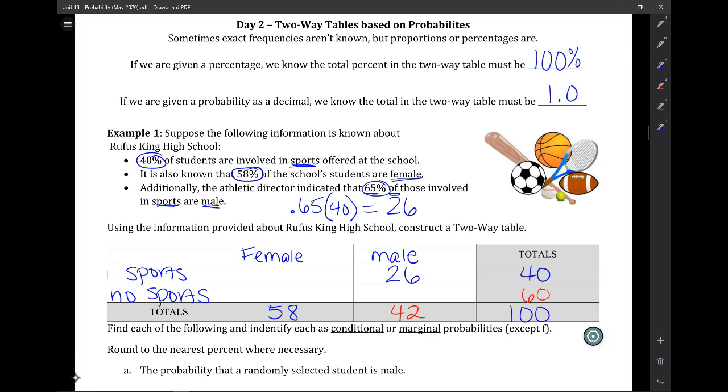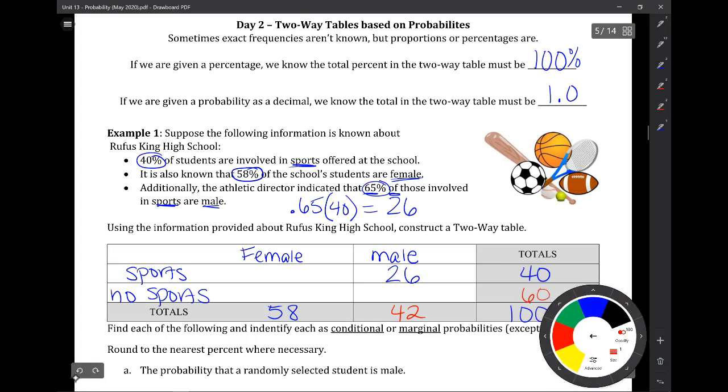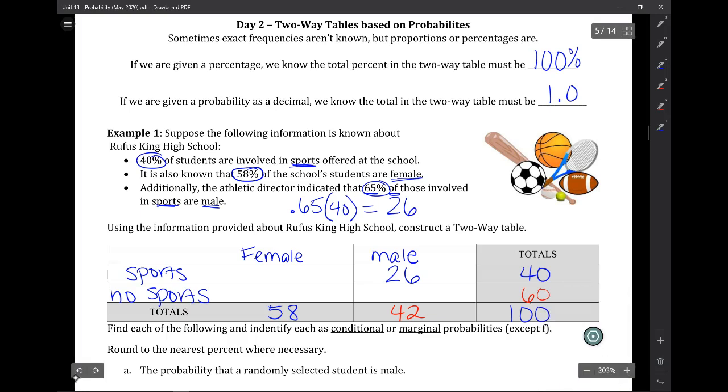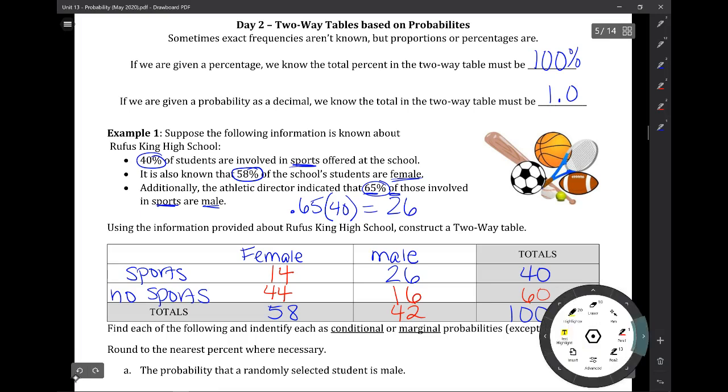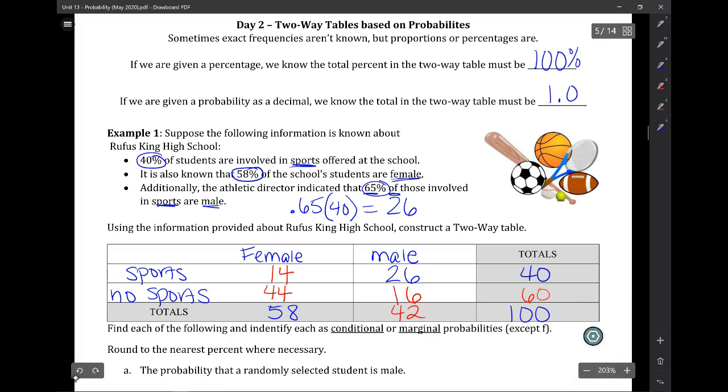All right, so now what we need to do is fill out the rest of this chart by just adding or subtracting to our marginal totals. So now that we know that males are 26, females are going to be 14, because 14 plus 26 is 40. If we know females are 14 and our total female is 58, then that means 44 females don't play a sport. And then you can add across or down however you want to, but this box will be 16.